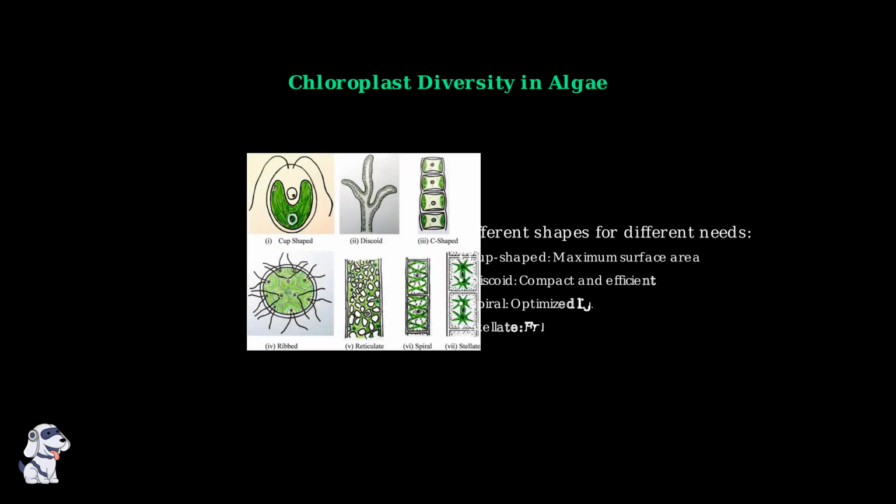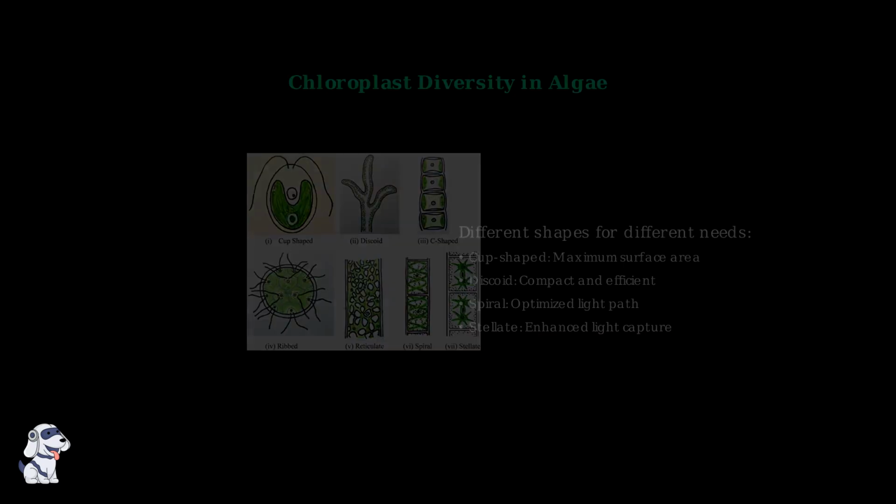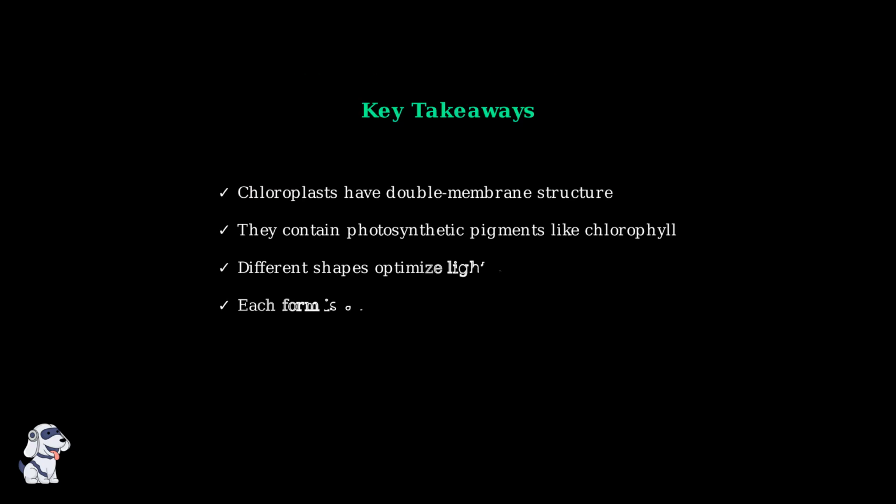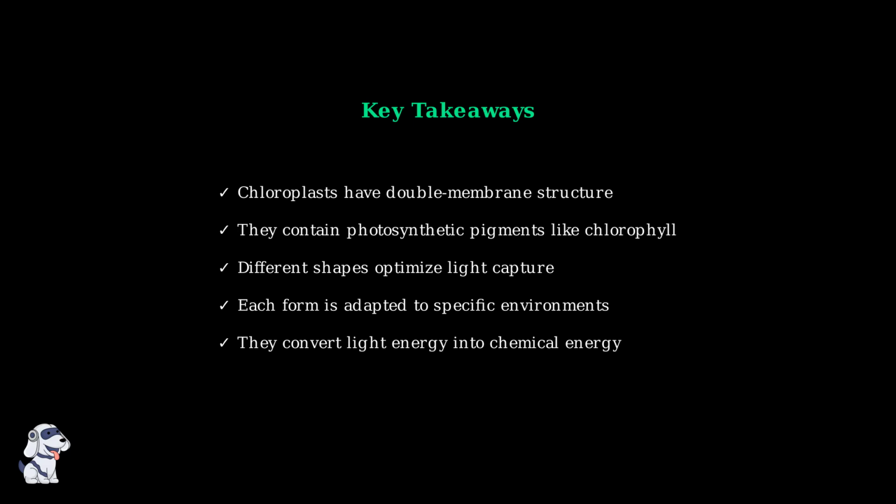Algae have evolved many different chloroplast shapes, each adapted to their specific environment and lifestyle. These include cup-shaped, discoid, spiral, and many other forms, each optimized for maximum light capture. These different chloroplast shapes represent millions of years of evolution. Each form is perfectly adapted to help algae thrive in their specific environment, whether in bright surface waters or dim ocean depths. Chloroplasts truly are the photosynthesis powerhouses of algae, making these organisms some of the most important producers of oxygen and organic matter on our planet.